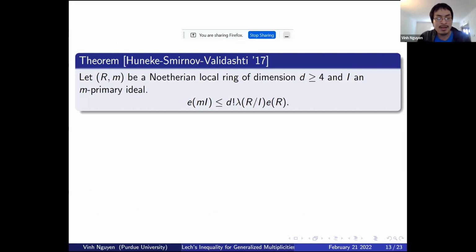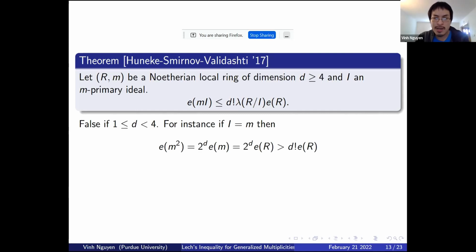Okay, but in their investigation of this question, they managed to give an improvement on Lech's bound, and it only works for rings of dimension at least 4. So they were able to bound the multiplicity of the maximal ideal times any given ideal I. And this is indeed an improvement because m times I is a smaller ideal than I, so its multiplicity is bigger. So the multiplicity of I is less than or equal to the multiplicity of m times I, which is less than or equal to this Lech number here, d factorial times the colength times the multiplicity of R.